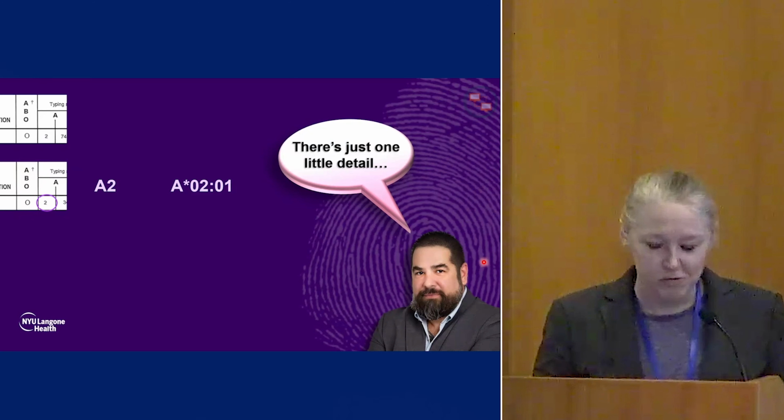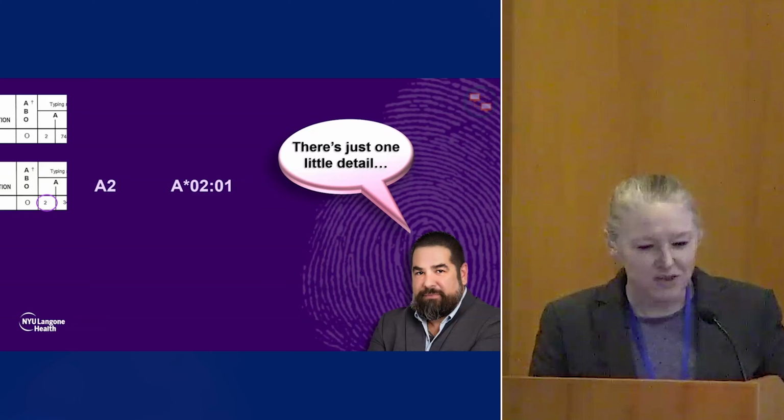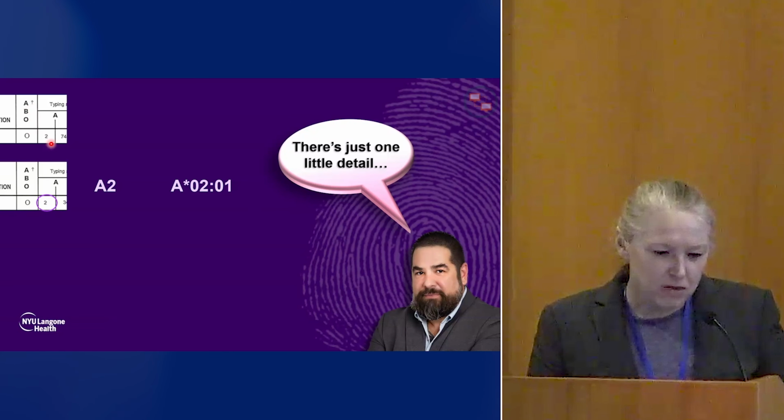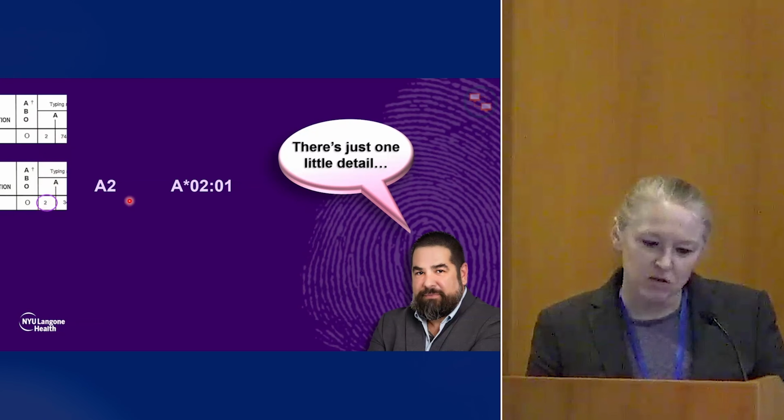He's our HLA guru here at NYU. And what Massimo would tell you is this is not as simple as I've even outlined it so far. He would tell you that in certain scenarios, in fact, in many scenarios, an A2 that seems like it's matched isn't even an A2. This is sort of a low resolution nomenclature.